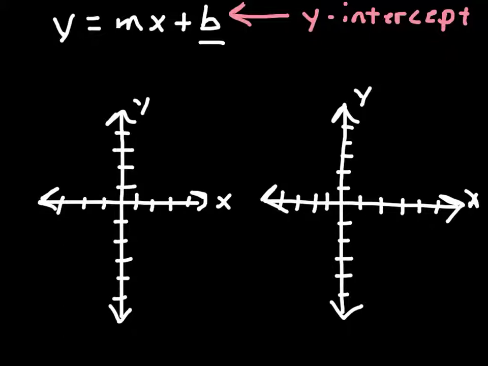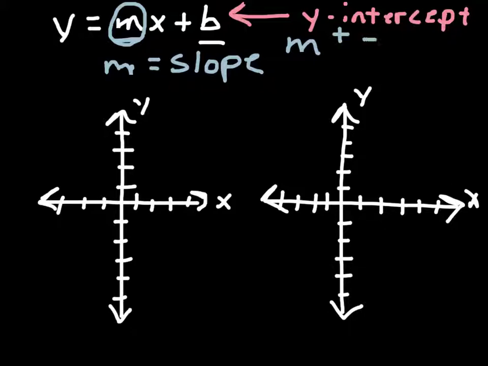Now the next part, this m, whatever number or fraction or decimal is in front of x, is the coefficient of x. The m is referred to as the slope. And what does slope mean? Slope is simply how steep our line is. Now, if m has a positive slope, and this is something else you want to make note of, if m is positive, that means the line is going to rise as we move left to right.